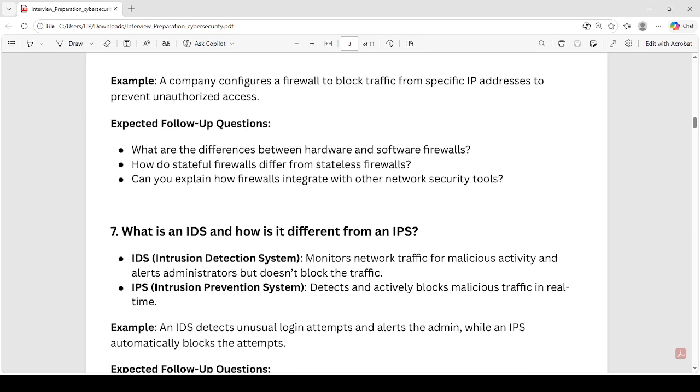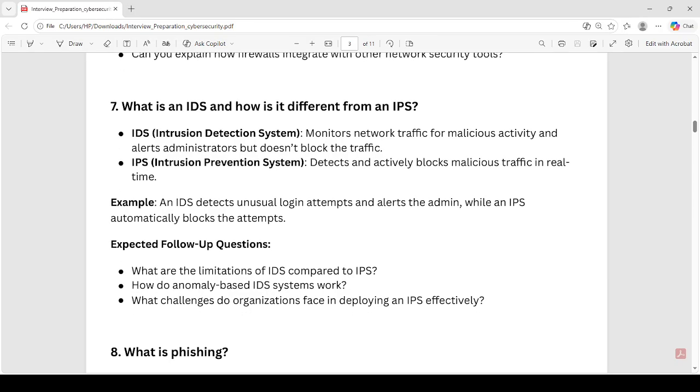Question number 7: what is IDS and how is it different from IPS? IDS is an intrusion detection system that continuously monitors network traffic for malicious activity and alerts the administrator, but it doesn't block any traffic. IPS is an intrusion prevention system. It detects and actively blocks malicious traffic in real time. It does not provide just alerts, but it blocks the malicious traffic. That is the intrusion prevention system.